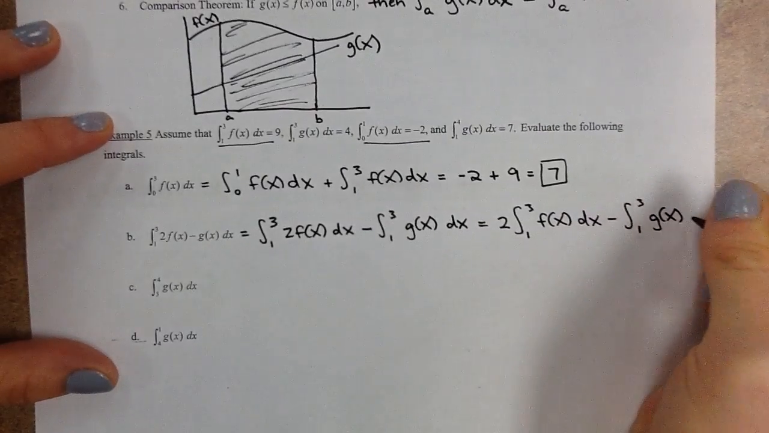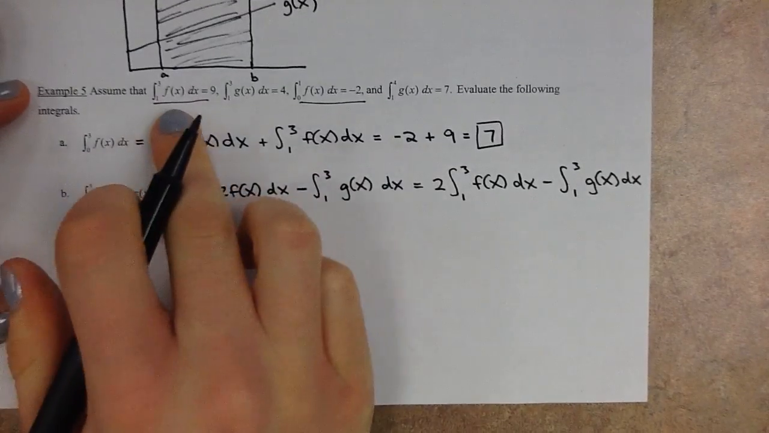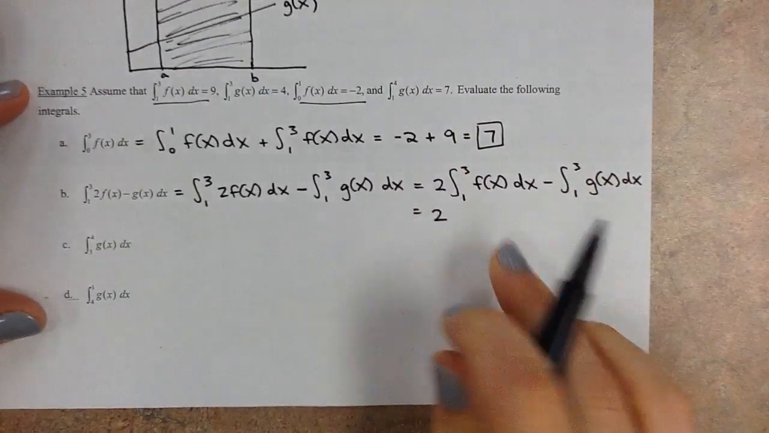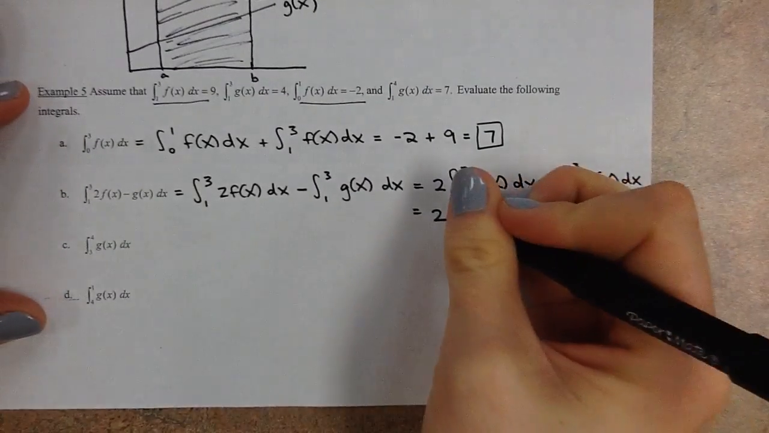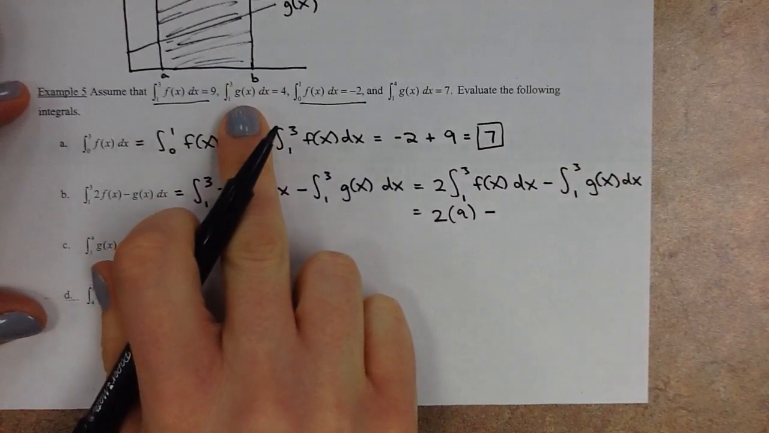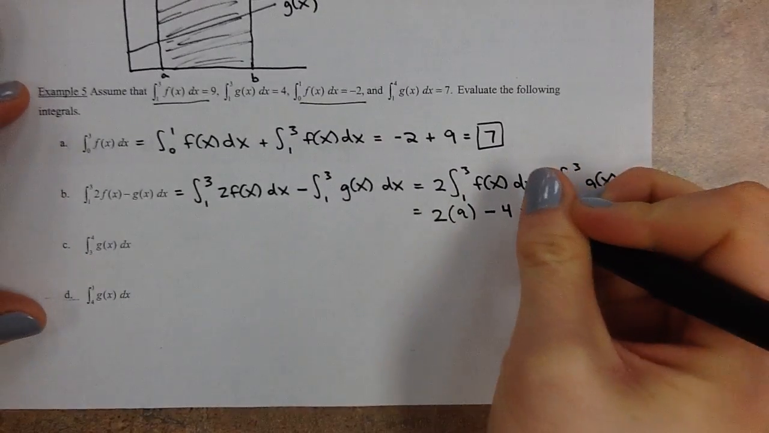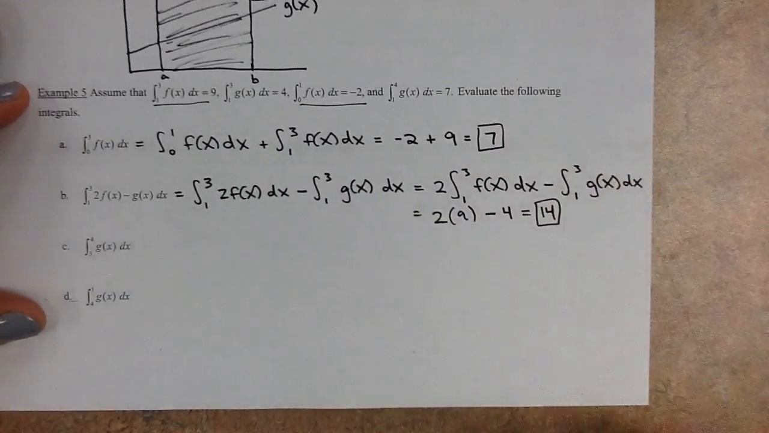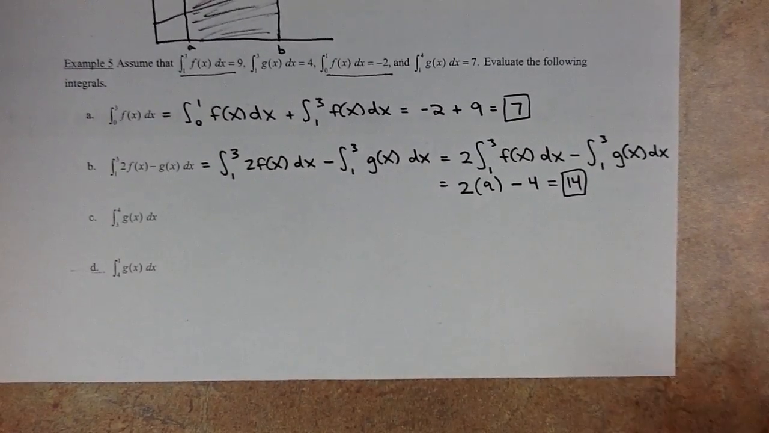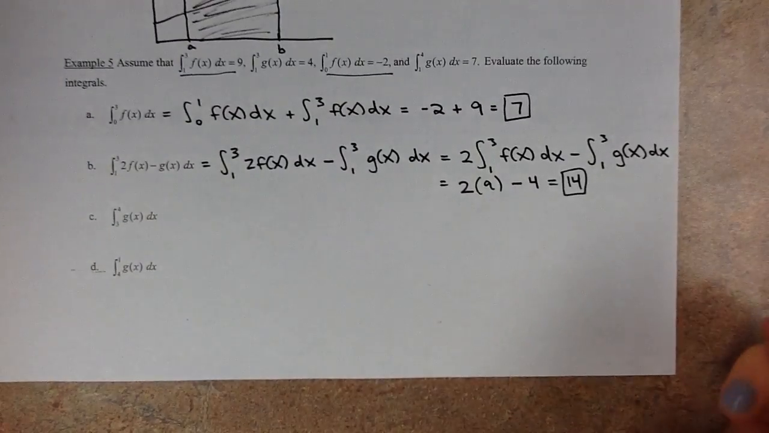So basically what we're doing is we're trying to rewrite the integral that we're given right here in terms of the integrals that we have up here. So we've got 2 times, and then we know the integral from 1 to 3 is 9. So that gives us 9, minus, and then we're given the integral from 1 to 3 under g, which is 4. So we end up with 18 minus 4, which is 14. Okay, so keep in mind, like I said, we don't need to know what these functions look like. All we need to know is these 4 values right here and how to use our properties.